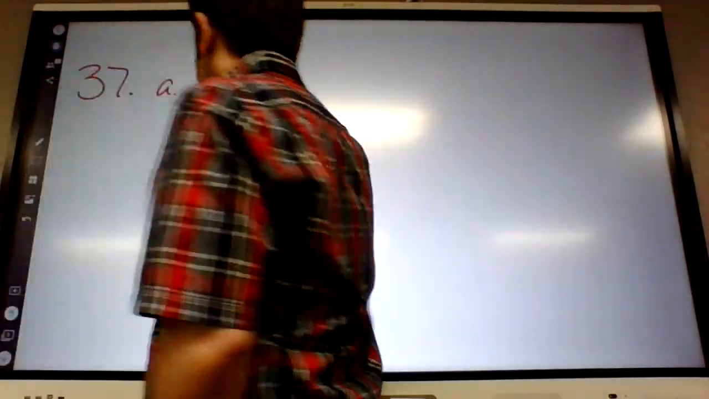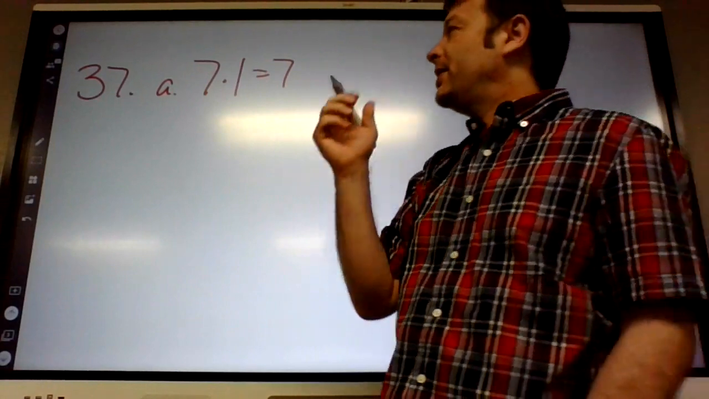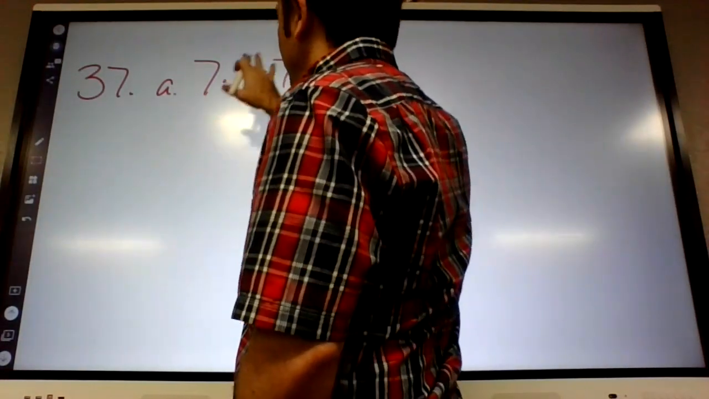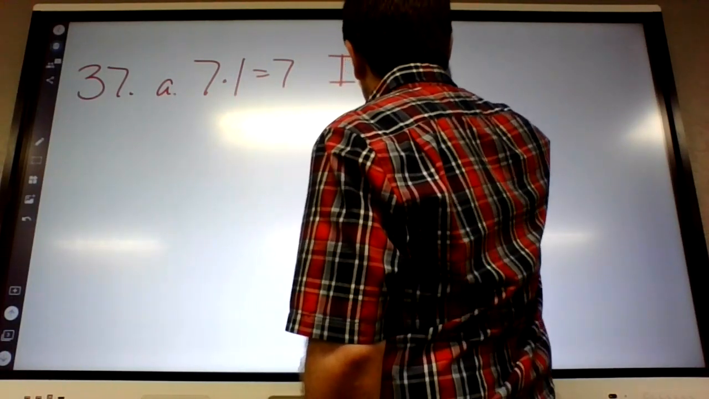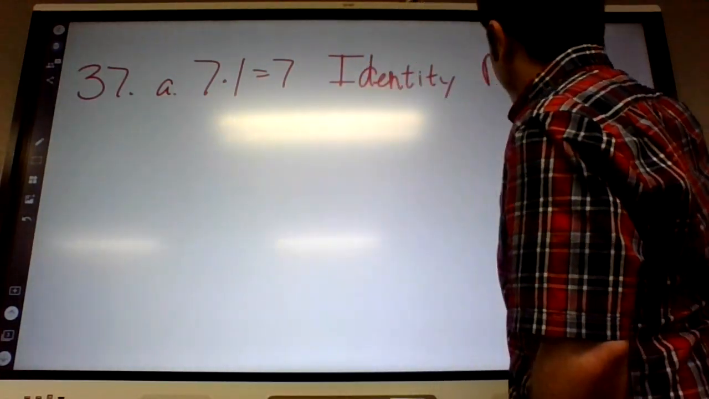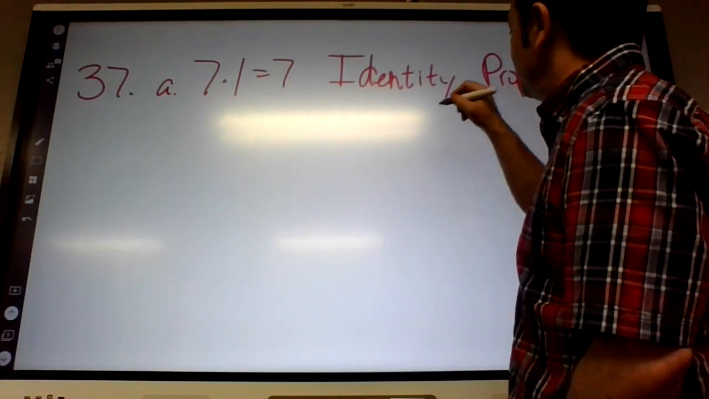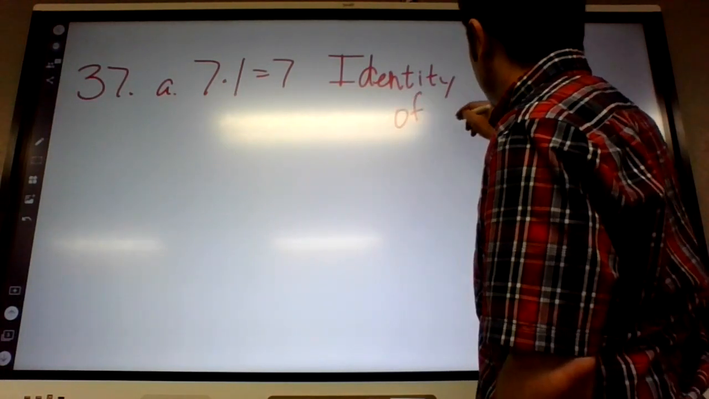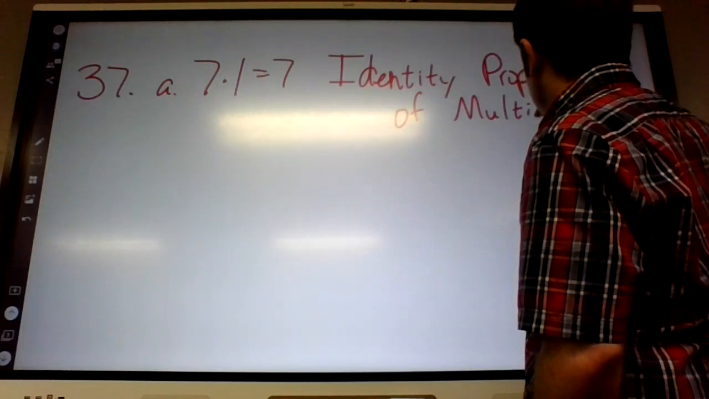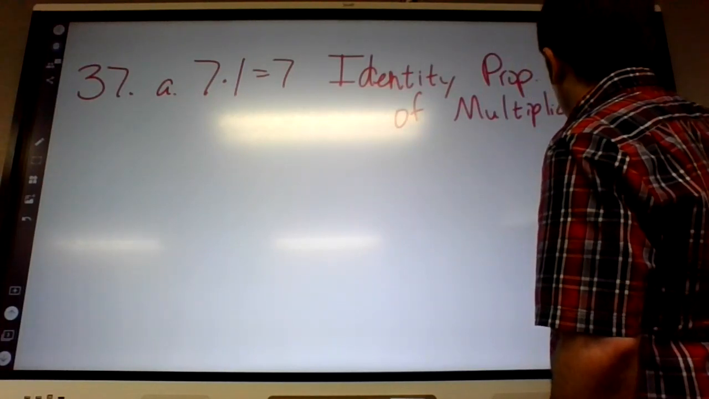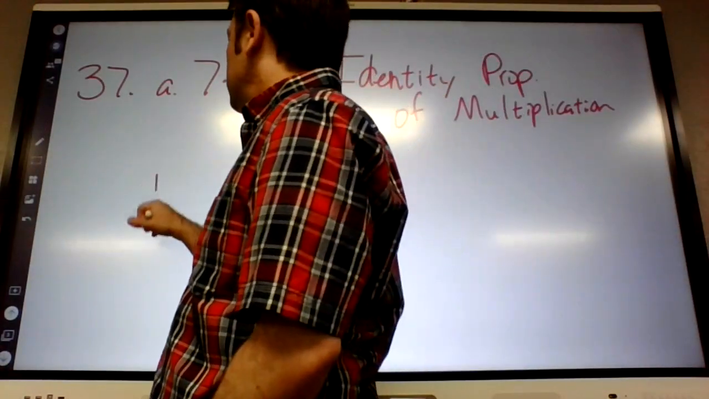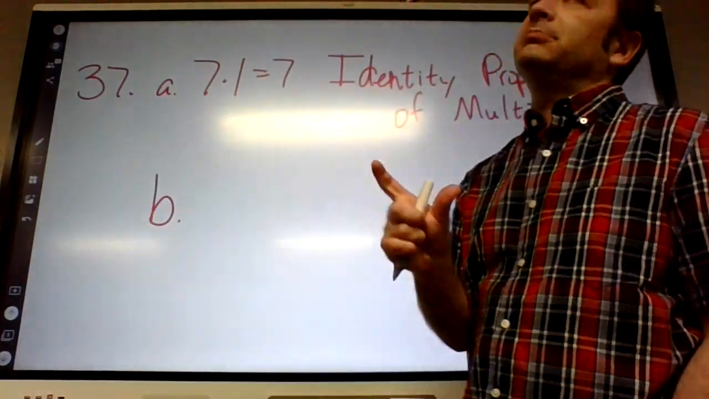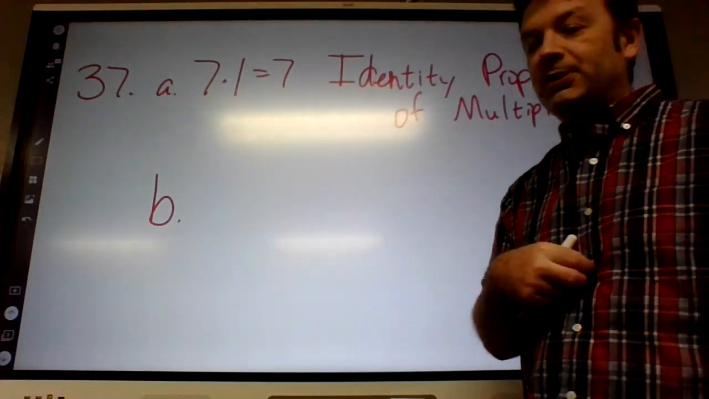So what property is that illustrating? Identity. Yeah, you gotta be a little more specific. When you multiply by 1, it always stays the same. It keeps the same identity. So it's called the identity property of multiplication. Let's abbreviate property of multiplication. So that's the orange box on page 78.